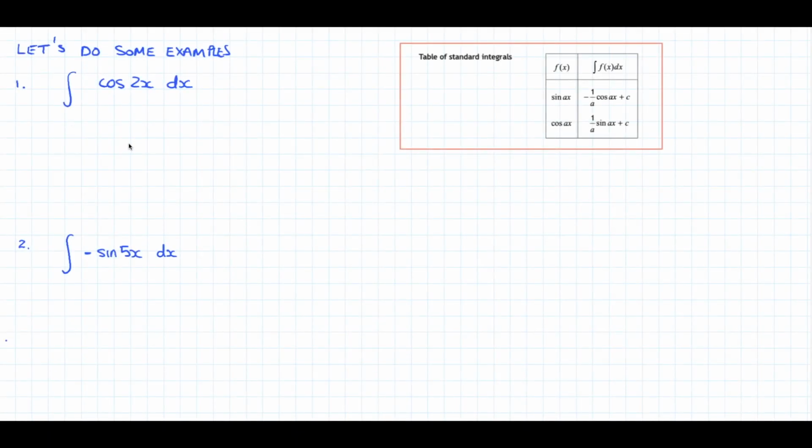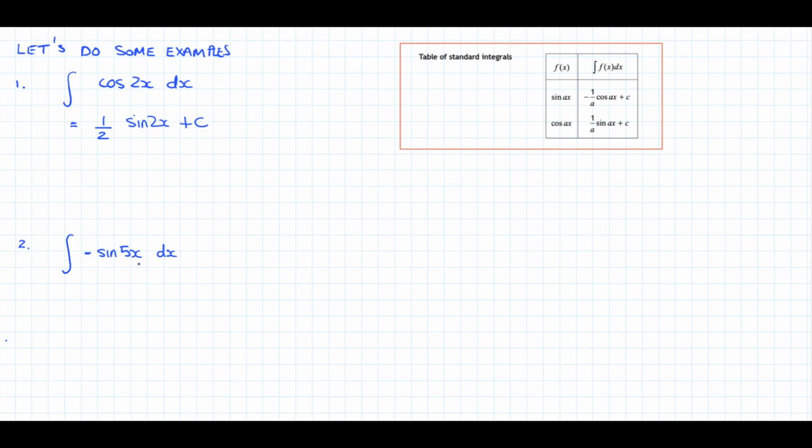If we were asked to integrate cos 2x, now you're given your table of standard integrals over here, and it tells us that if we are integrating cos ax, it's 1 upon a sine ax plus c. So let's go and do that then. Integrating cos ax, 1 upon a, so that's 1 upon 2, and it's sine ax, so sine 2x, and plus c. So that's it, straightforward. Let's do a second one now.